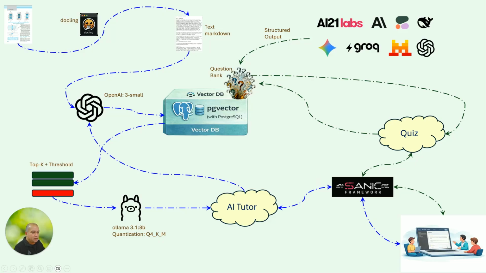The question bank from which the questions come for the quiz is residing on the Postgres database. The question bank, however, was created by 8 different LLMs: AI21 Labs, Anthropic, Cohere, DeepSeek, Google Gemini, Groq, Mistral, and OpenAI. I used a feature called structured output to get the questions and answers from these 8 different LLMs.